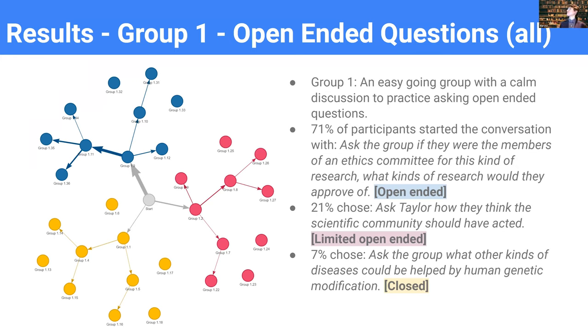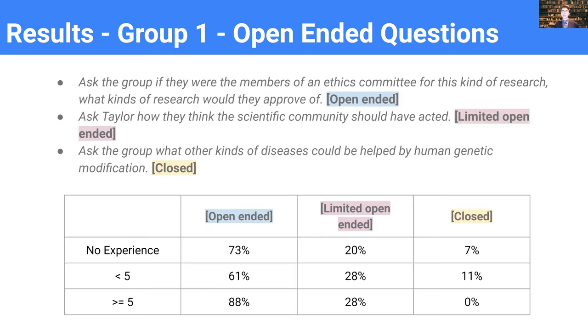These are the three levels of choices that people could make. They could ask an open-ended question, a limited open-ended question, or a closed question. And we see that those with less teaching experience were more likely to start the conversation with a closed question. And those with more teaching experience were more likely to begin the conversation with the most open-ended question.